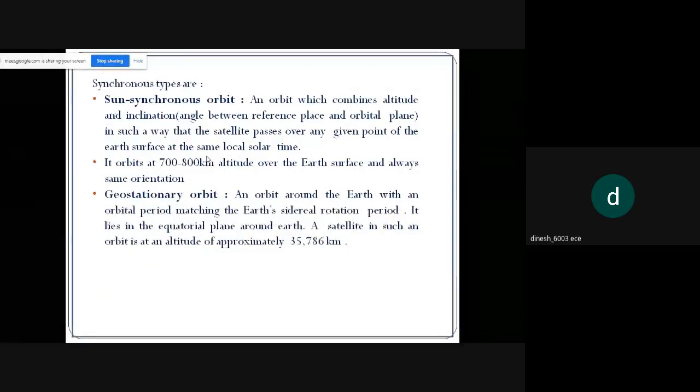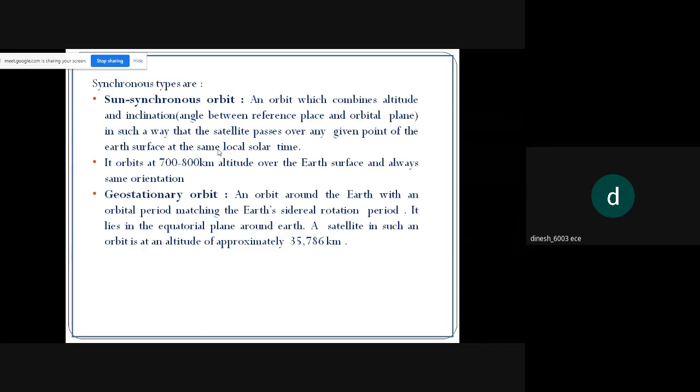In synchronous types, we have two different types of orbits. One is sun synchronous, another one geostationary. So already we had seen the geostationary. Geostationary orbits are the orbits that revolve around the Earth with an orbital period matching the Earth's rotational period. So it lies in the equatorial plane around the Earth. A satellite in such an orbit will have an approximate altitude of about 36,000 kilometers. So this we call geostationary orbits.